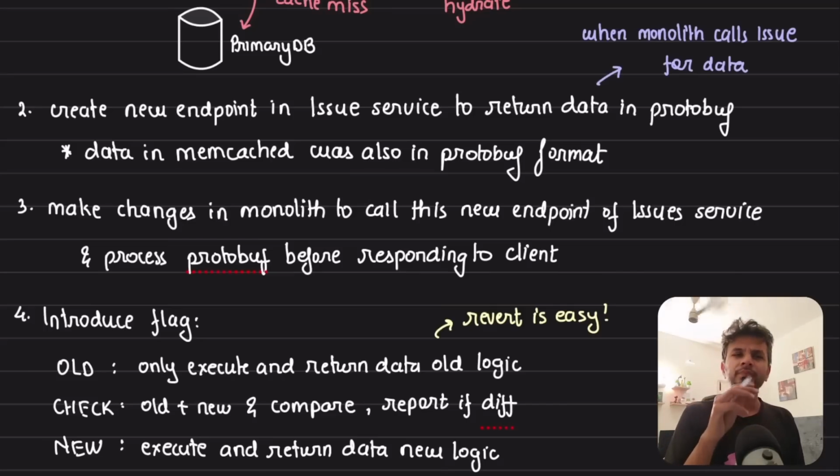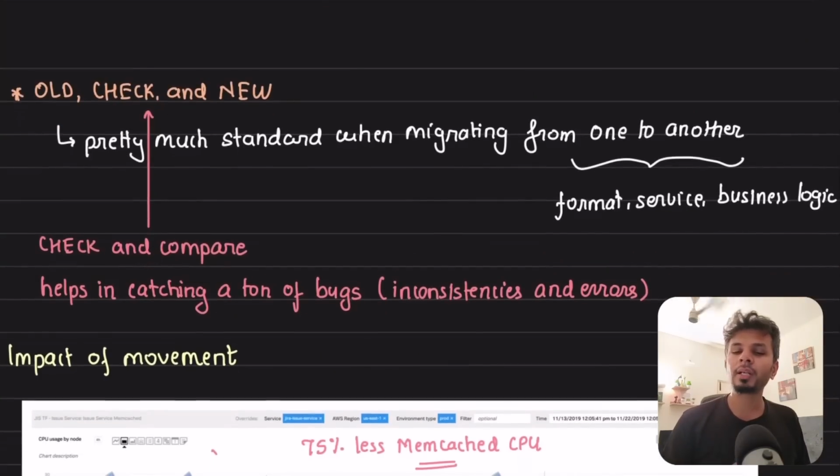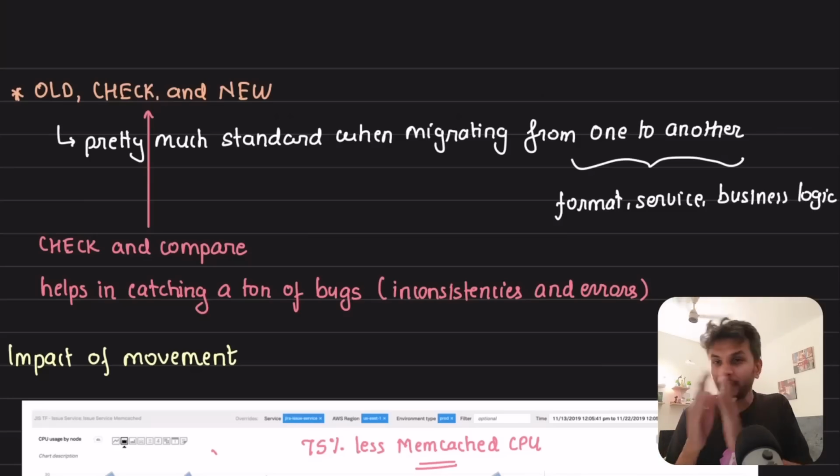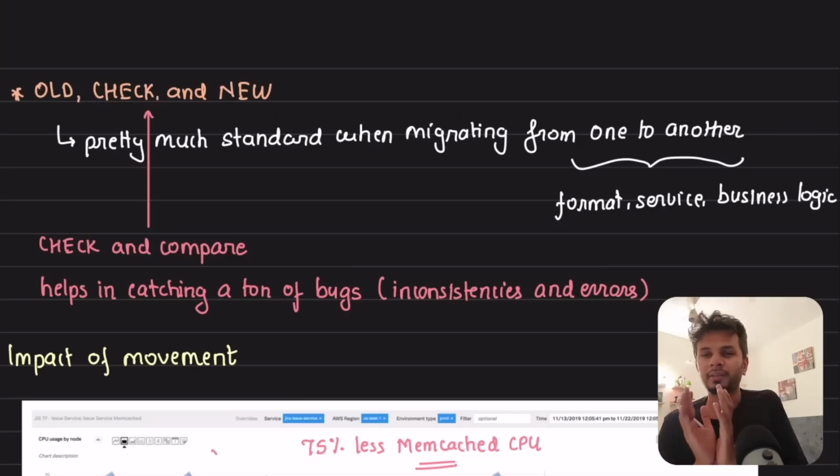This way, you and other engineers can take a look at it, identify the bugs and fix them. So this is how, step by step, they did the rollout, and this old-check-and-new pattern is more common than you think. It's not highly uncommon for people to do this kind of migration. And more importantly, if something goes wrong, you can always just change the flag to old and things would start working fine if there's any bug in the newer logic.